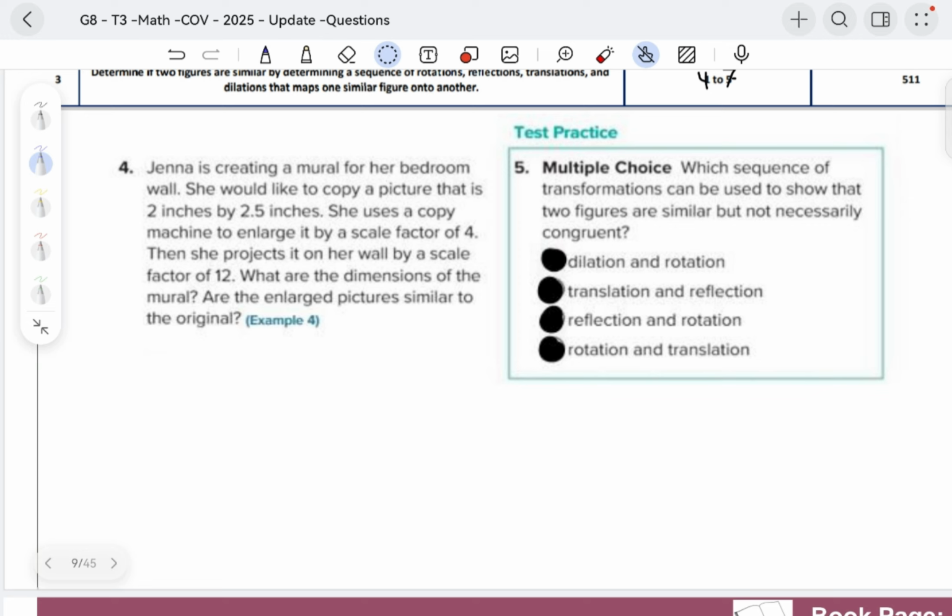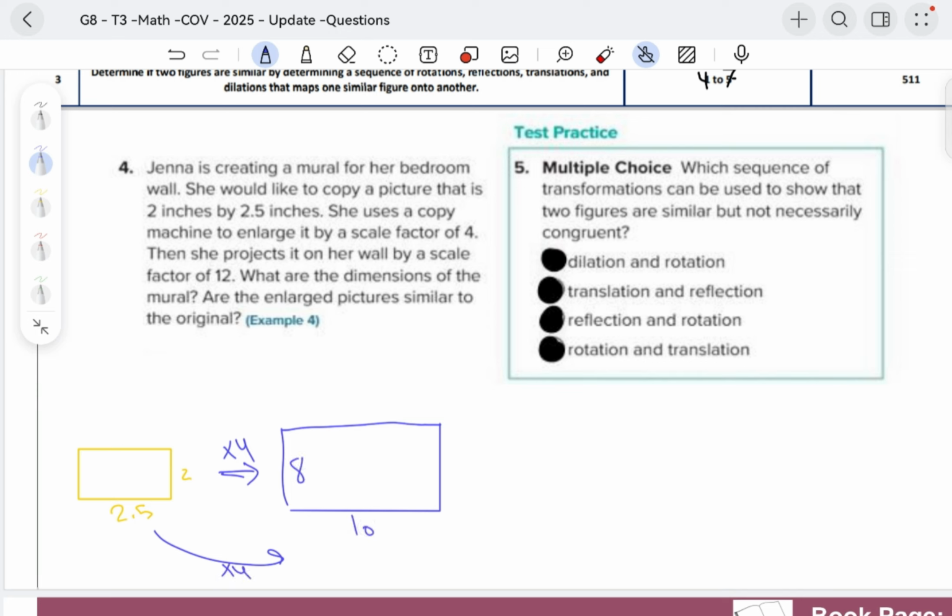Okay, now let's go for question number 4. It says Jenna is creating a mural for her bedroom wall. She would like to copy a picture that is 2 inches by 2.5 inches. So the original picture is 2.5 by 2. She uses a copy machine to enlarge it by a scale factor of 4. So she multiplied it by 4. The new dimensions will be 2.5 times 4 gives us 10. 2 times 4 is 8.